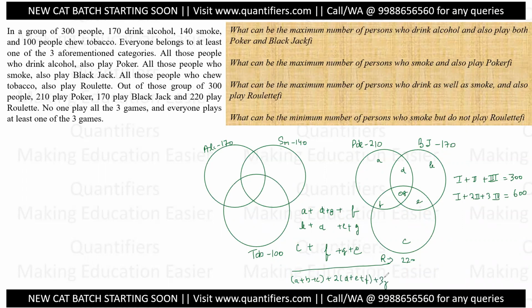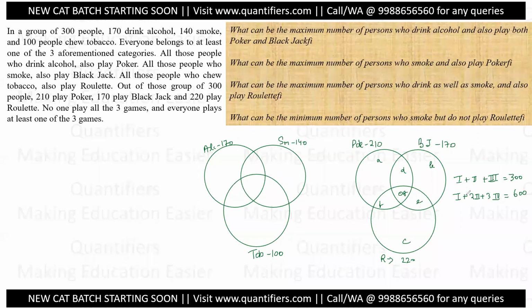Now, G represents those people who do all three activities, DEF represent those people who do two activities, and ABC represent those people who do one activity. Which means when I add all the circles as it is, people who do only one activity are added once, people who do two activities are added twice, and people who do three activities are added thrice. Is this clear now? Right. Now your life should be much, much easier.